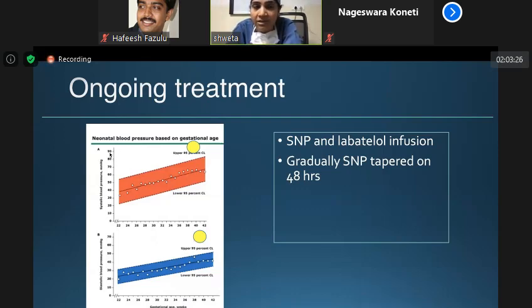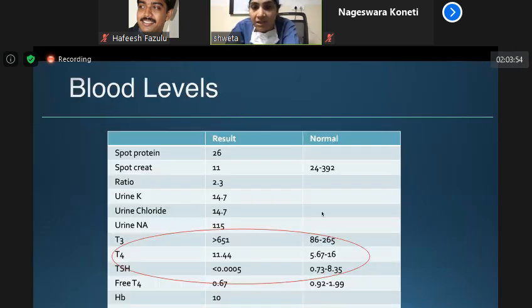Now look here, the pressures are just around 95 and 65, but still it is more than the 95th centile for the newborn. So again, with that background of ECG, we thought that we were dealing with a cause of hypertension. So we started this child on SNP because there was significant tachycardia. The labetalol infusion was also started to control the pressures. And then on the investigations, see what we found.